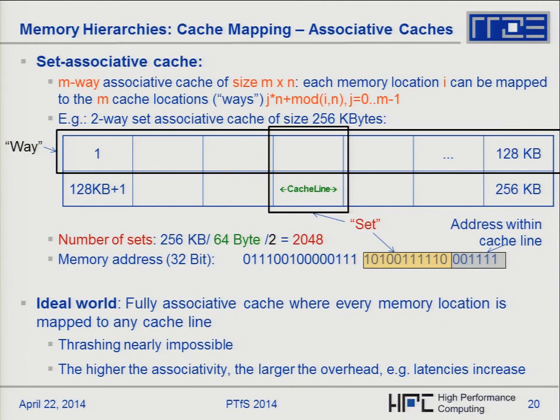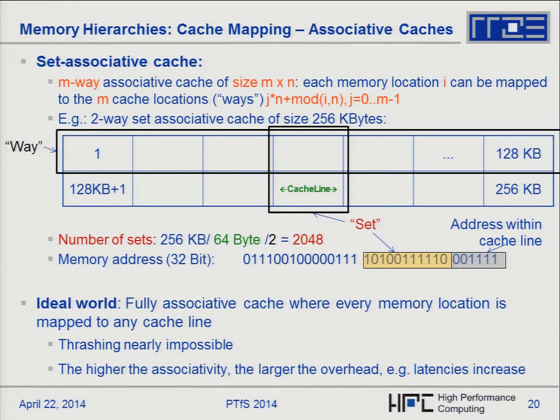In a direct map cache, I have one exact location where the cache line can go. In an M-way associative cache, I have M possible locations. And these are M locations which belong to the same set. That's the definition of a cache set. A cache set is a collection of cache lines where a specific memory location may go. And there's a choice. If there's 8 elements, 8 cache lines in the set, each memory location can go to 8 different cache lines. Okay, here's an example for a 2-way set associative cache.